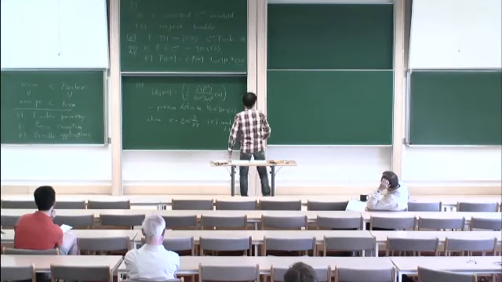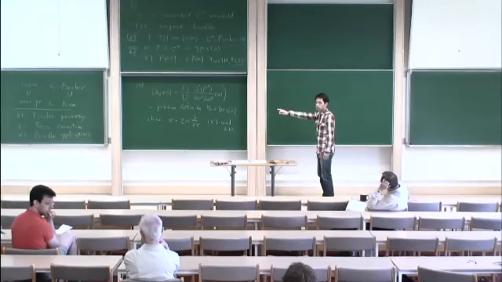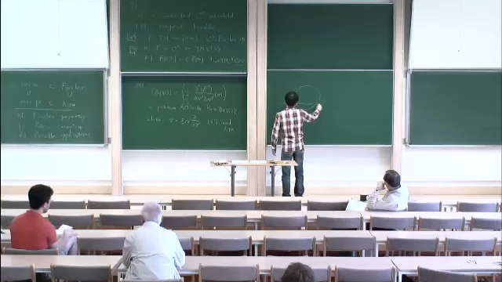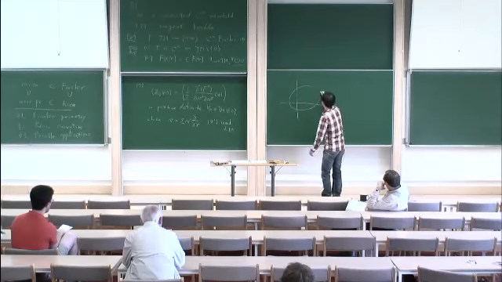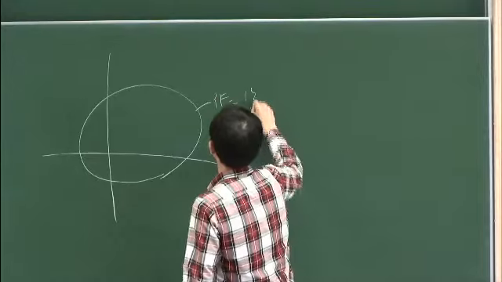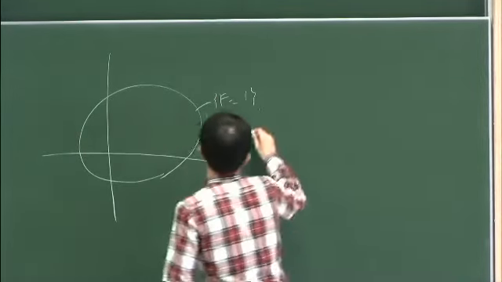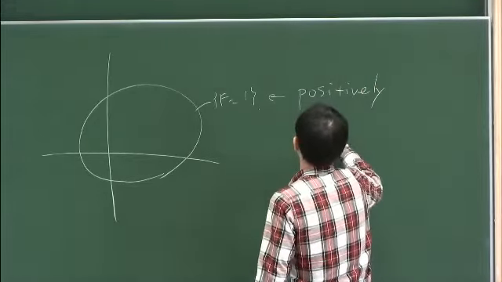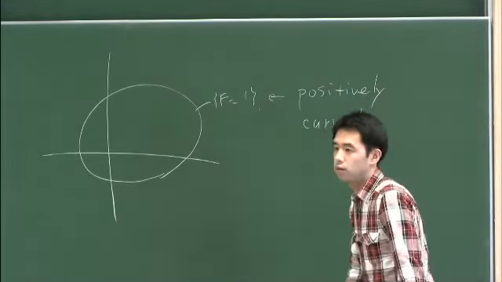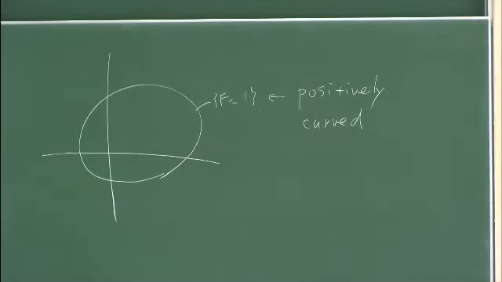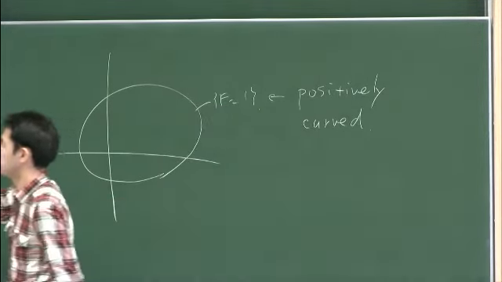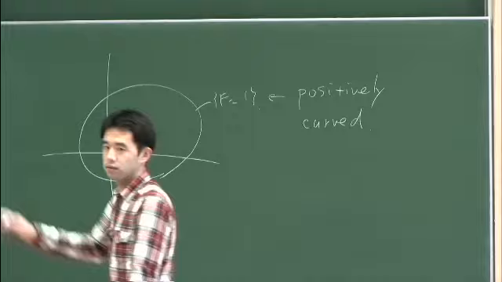This means that the unit sphere is positively curved. So the unit sphere is something like this. If F is 1, then this strong convexity means this is positively curved, because this is positive definite, so there is no flat part in the unit sphere. Okay, so this is stronger than the usual convexity condition.